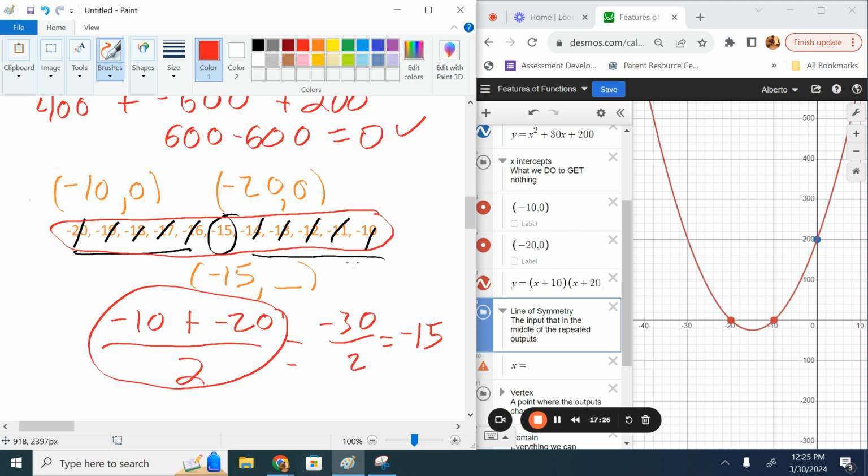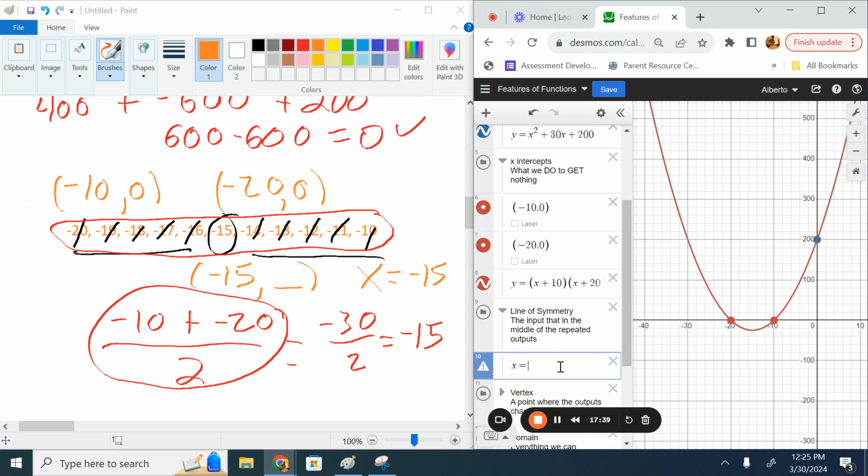All right. So now, how do we find the output? Well, this is our axis of symmetry, by the way. So we can write x equals -15 for our axis of symmetry. And this line should be right in the middle of our parabola, which it is.